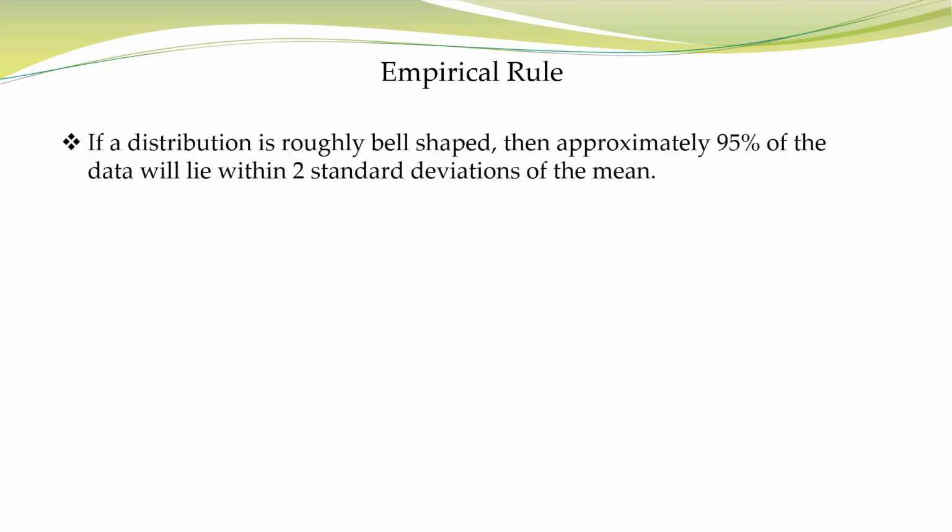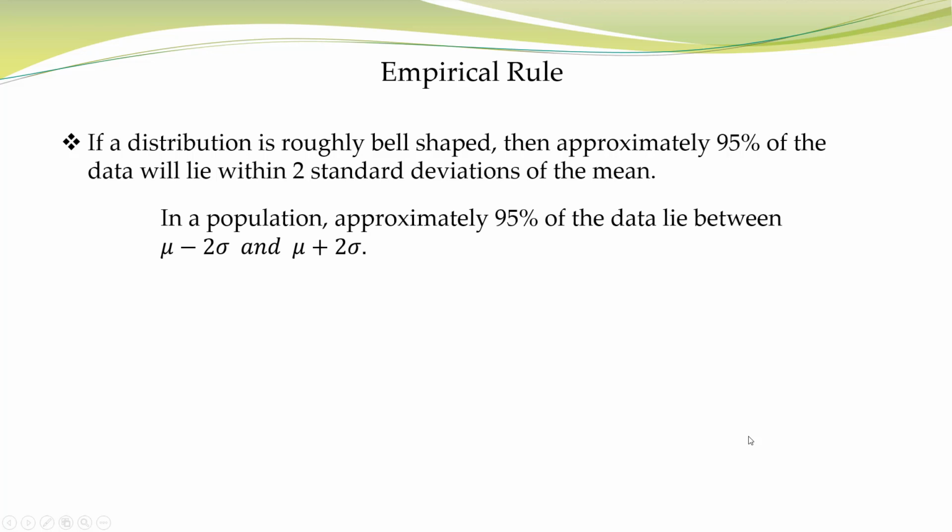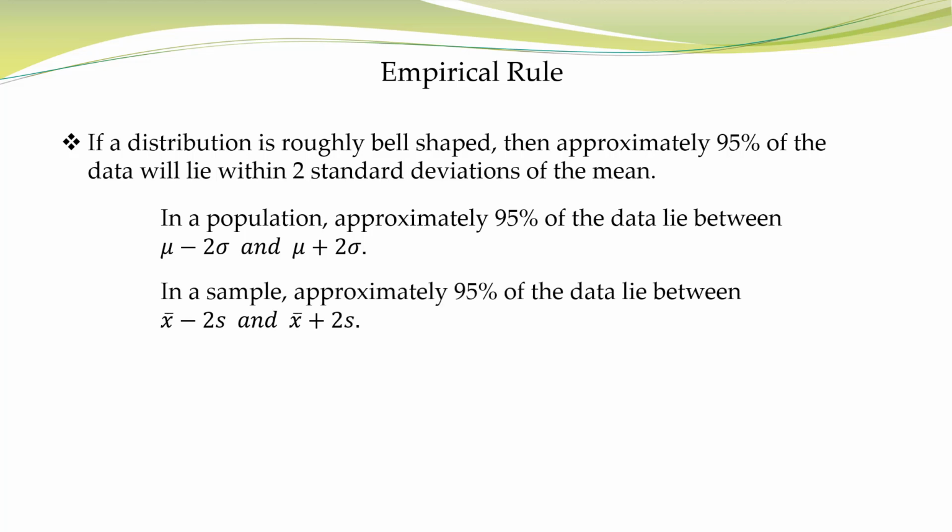Also, if a distribution is roughly bell-shaped, then approximately 95% of the data lie within 2 standard deviations of the mean. So in a population, that's going to be mu minus 2 sigma, mu plus 2 sigma. In a sample, it's going to be x bar minus 2s, x bar plus 2s.